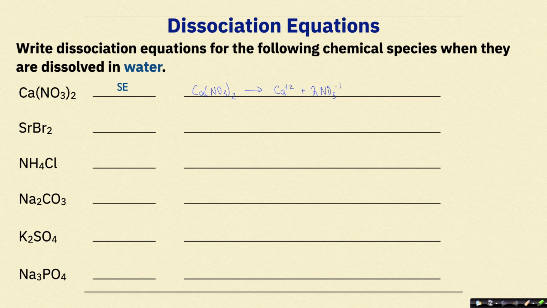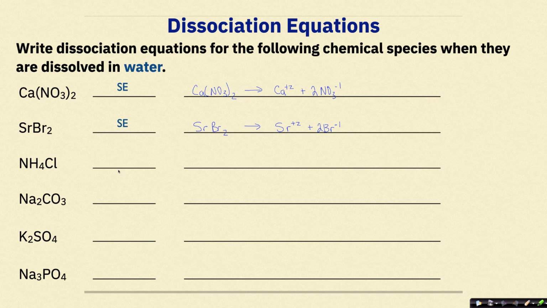SrBr2 is also a strong electrolyte. So we'll recopy that, SrBr2. That will break down into a strontium ion, Sr+2, and 2 bromide ions, 2Br-1.